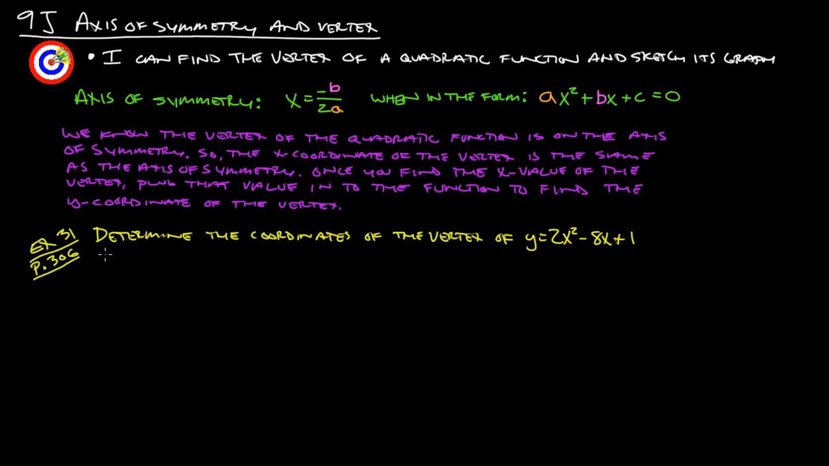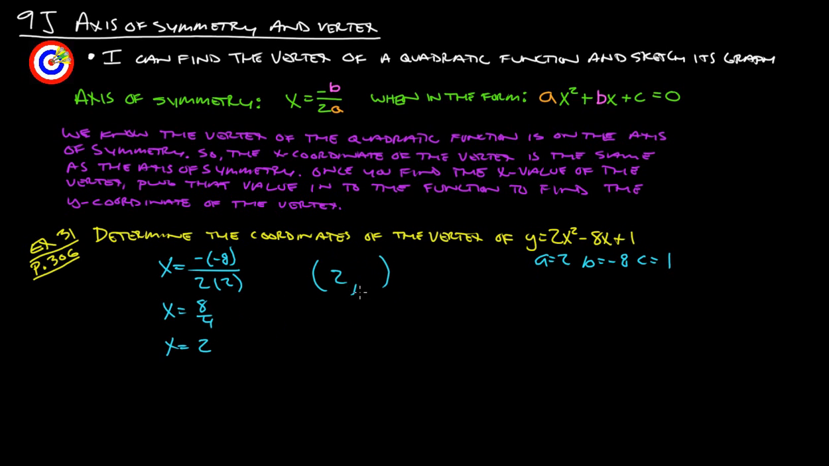So let's do example 31 from page 306. Determine the coordinates of the vertex of y equals 2x squared minus 8x plus 1. So we're going to use our formula that they give us here. X equals negative b. So let's see. A is 2, b is negative 8, c is 1. So x equals negative negative 8 over 2 times a, which is 2. So we get x equals 8 over 4, or x equals 2. So that's the x-coordinate of the vertex.